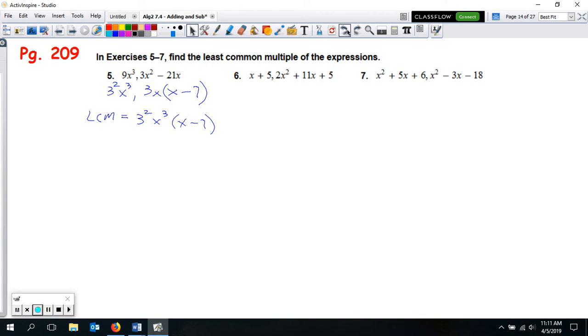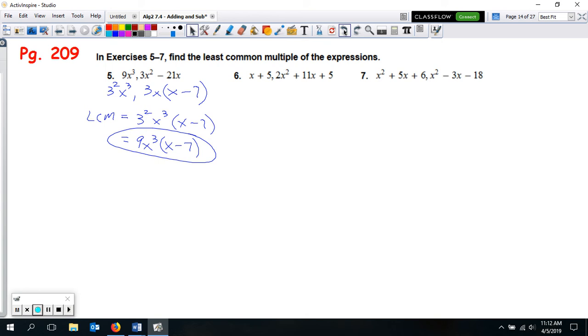So this one has kind of 3 parts to the LCM: the number with the 3, the x's for the monomials, and then your binomial here as well. So the other thing to do here, just turn it back into a 9. And so we can say 9x to the third times x minus 7. That's our LCM right there. So that would be the LCM, or even the common denominator, we can think of it as.